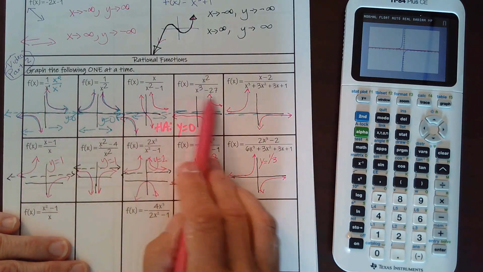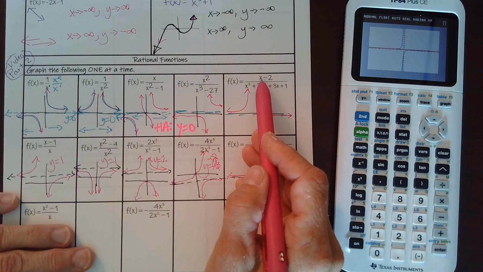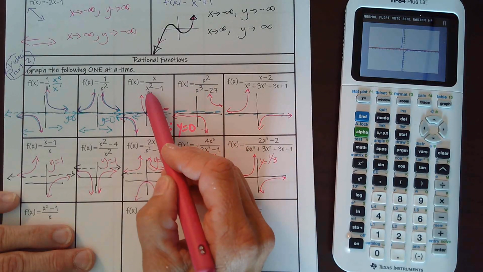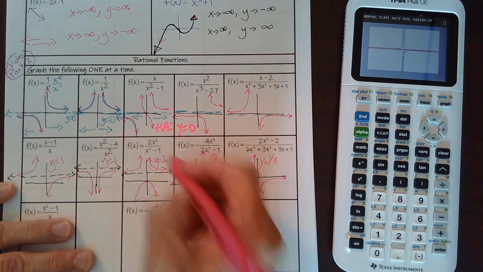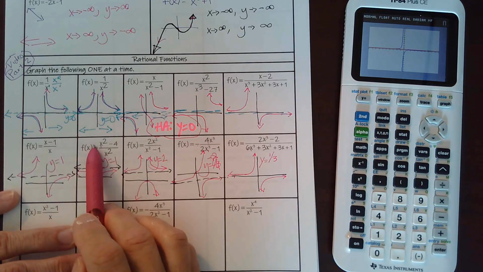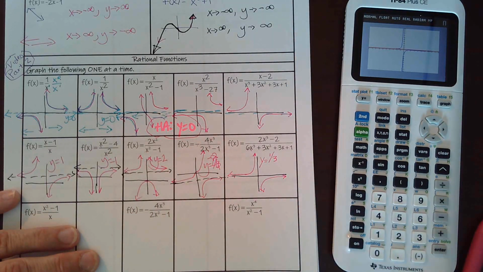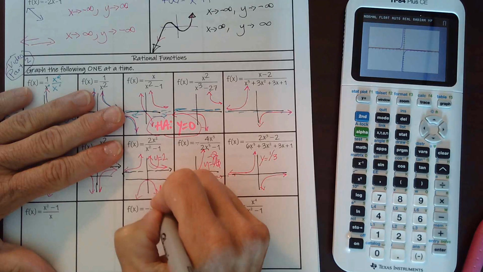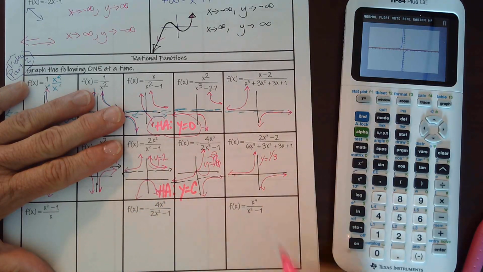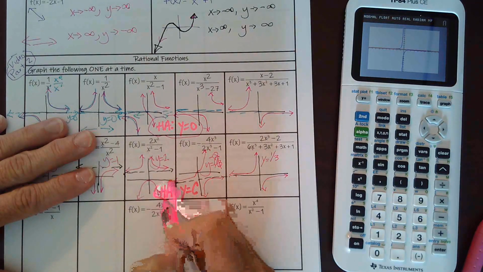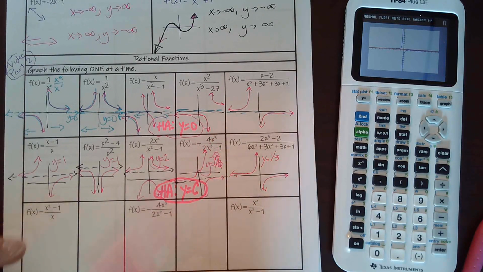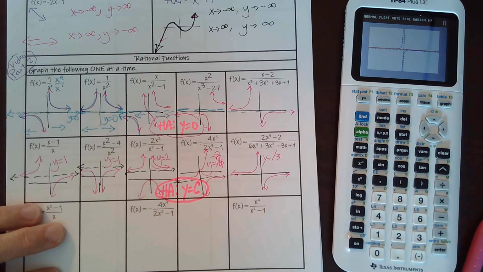So in the first 5 that we did, the degree of the numerator was smaller than the degree of the denominator, and we always had a horizontal asymptote at y equals 0. When the degrees are the same, then your horizontal asymptote, your HA, will be y equals c, some number. And you determine that number by dividing the leading coefficients of the numerator and denominator.